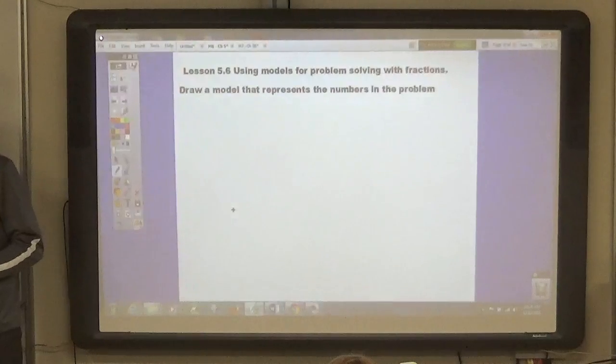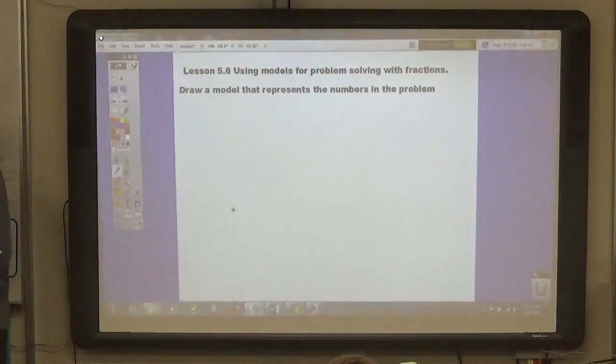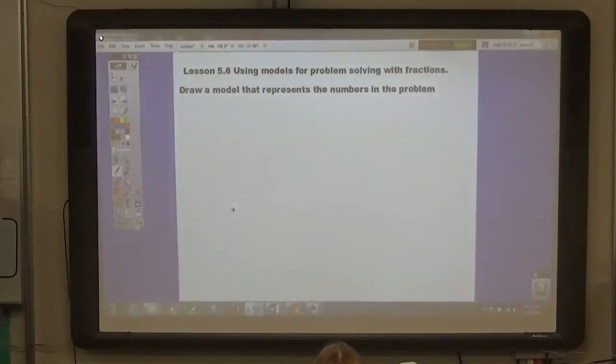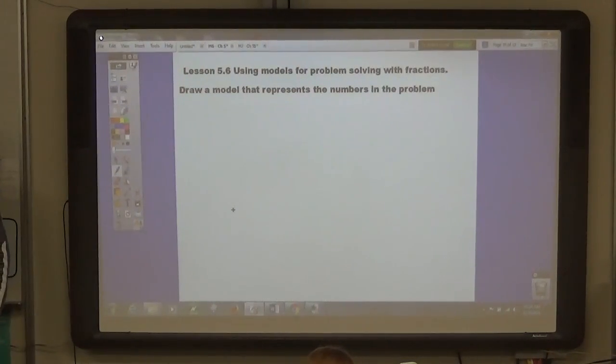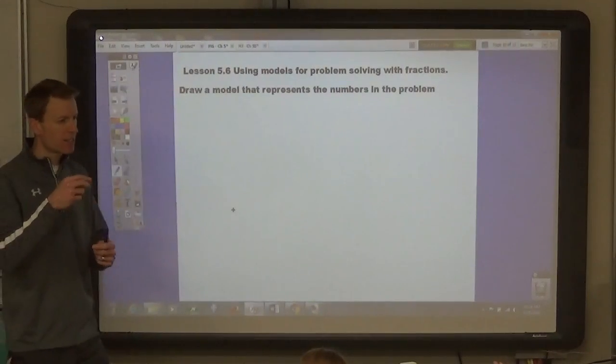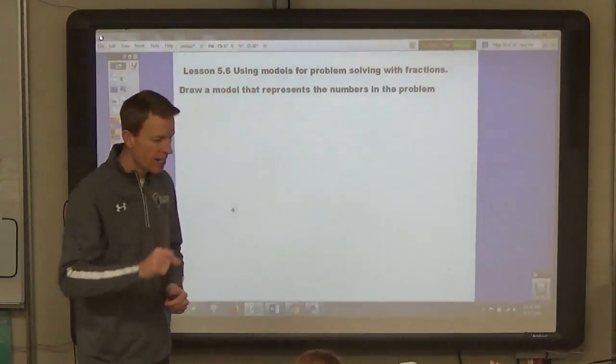So the first one we did was on page 155, number 1. Jorge made a basket handle using 3 pieces of wicker. So like a wicker basket, that's that twisted, viney, dry stuff.